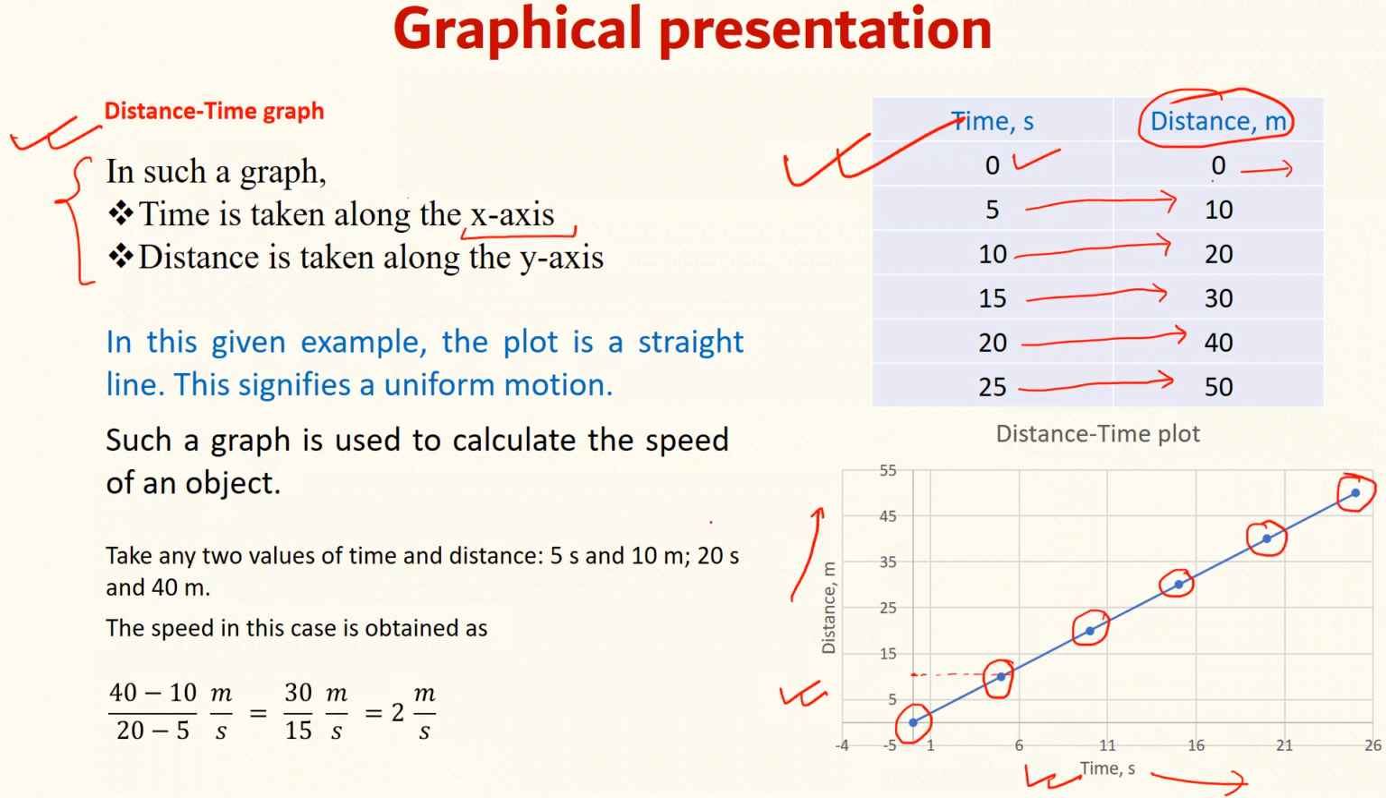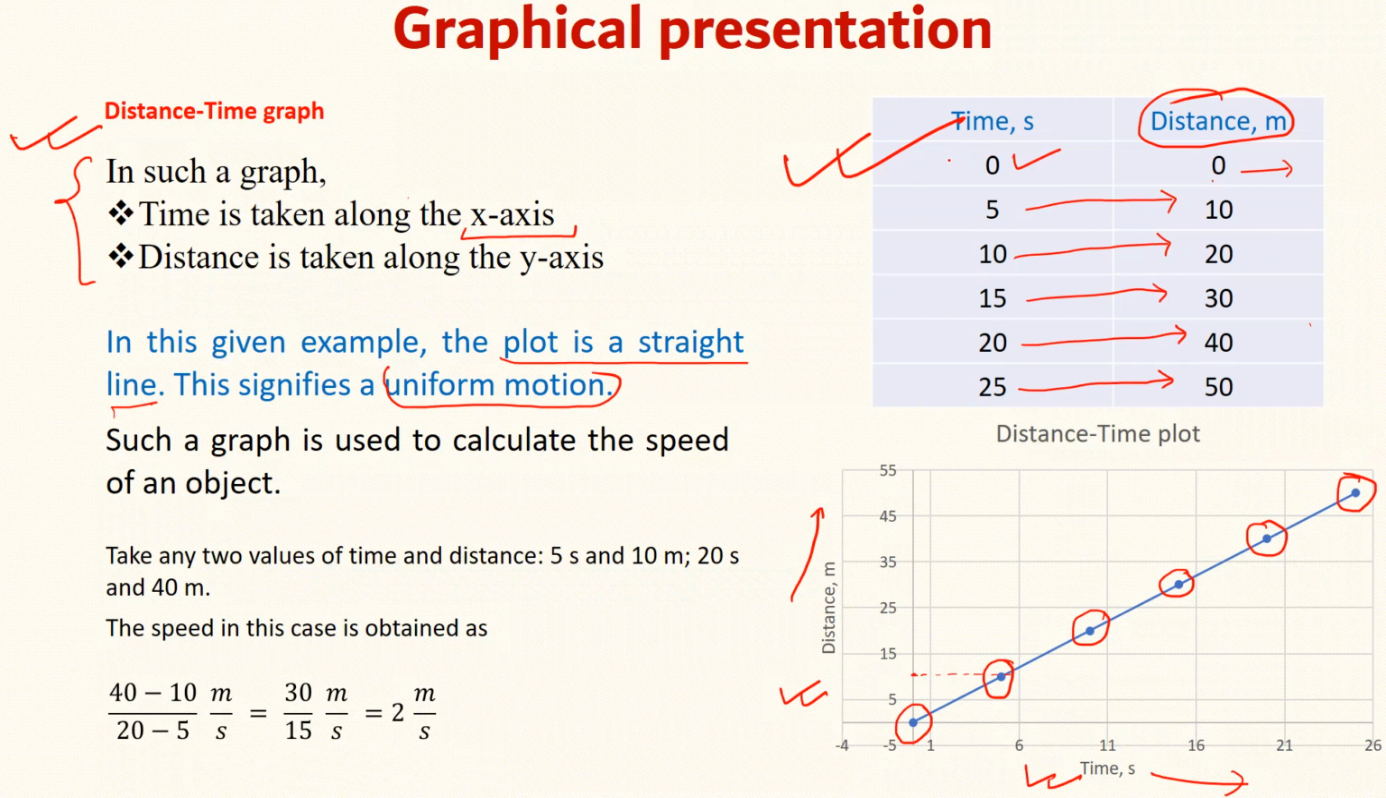So what does that mean? In the given example, the plot is a straight line. This signifies uniform motion. If you put distance against time, the distance time graph which you would get will be a straight line. A straight line means the motion is uniform. Uniform motion is when an object covers equal distance at equal intervals of time.